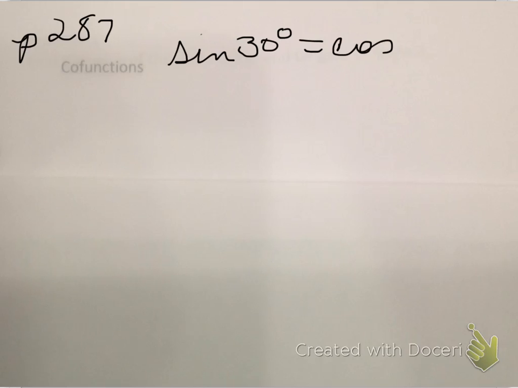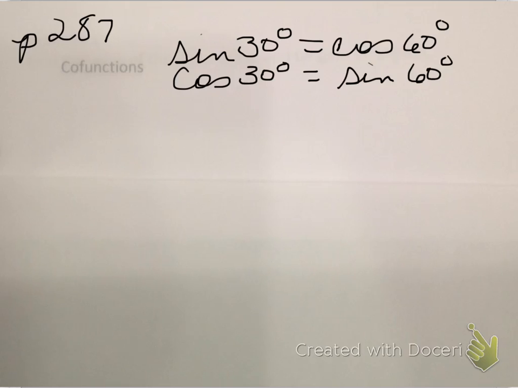There's very little on the assignment about cofunctions, but I do want to hit on this. On page 287 in your book, it shows a table where sine of 30 is equal to cosine of 60. And there's a pattern here. And then cosine of 30 is equal to sine of 60. And so there was a pattern found, and that's where these cofunctions are derived from. And they are in your book on page 287 at the bottom.